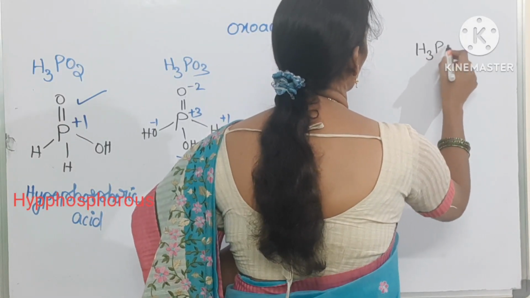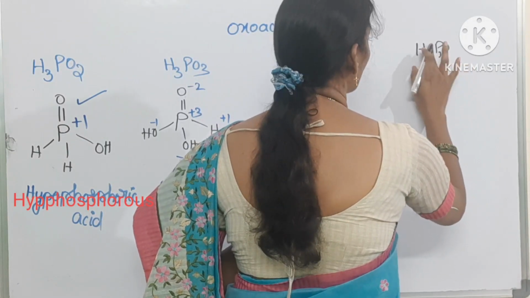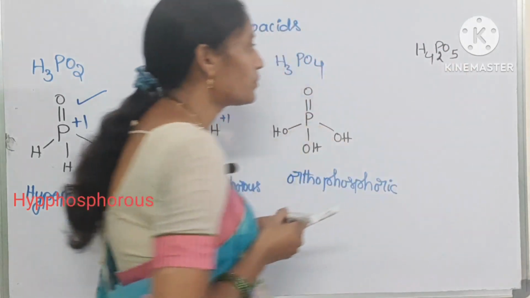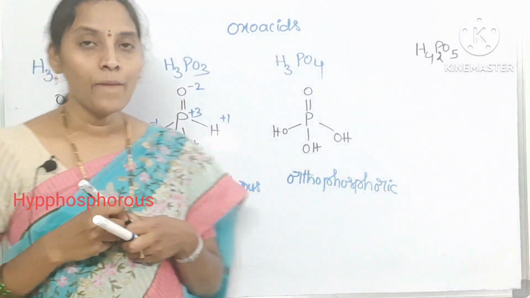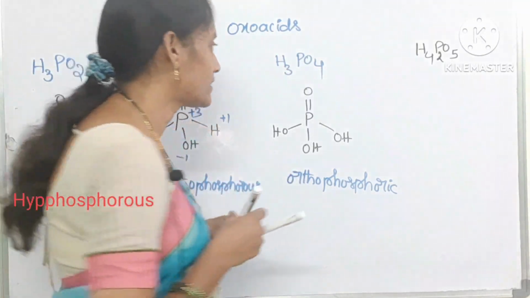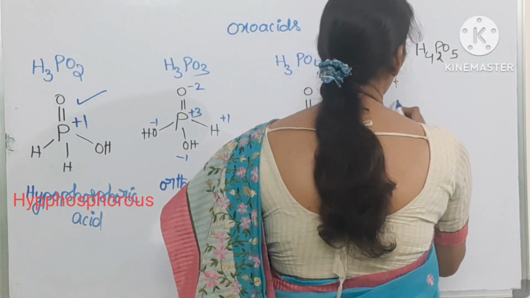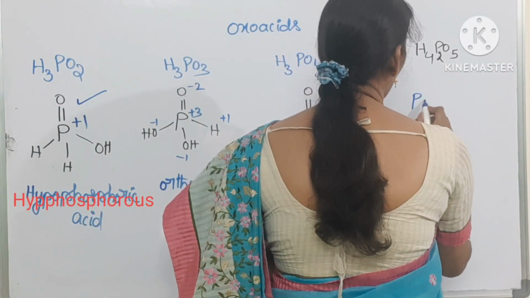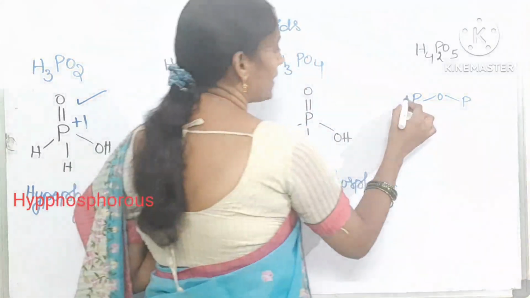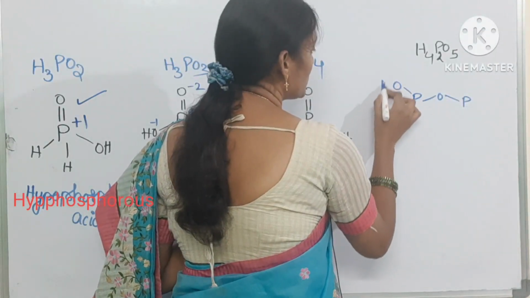Coming to the next one, H4P2O5. This one is pyrophosphorus acid. Its structure you can see: P-O-P, like this, and another one is OH.